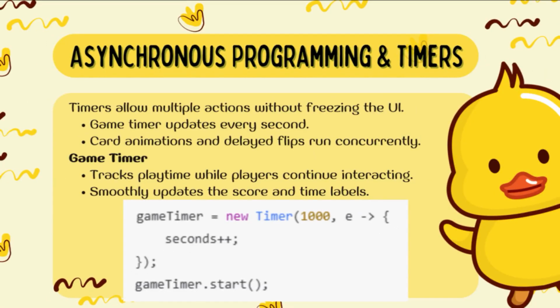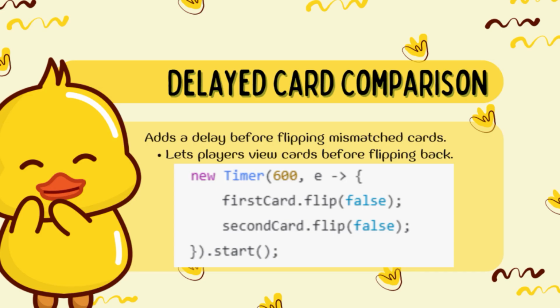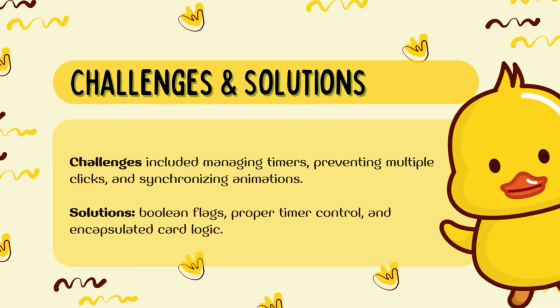Asynchronous programming and timers. Asynchronous programming is implemented using Java's Timer class. This allows the game to run actions without freezing the interface. Game timer example: this updates the timer every second while allowing the player to continue playing. Delayed card comparison: this delay lets players see mismatched cards before they flip back, improving gameplay experience.